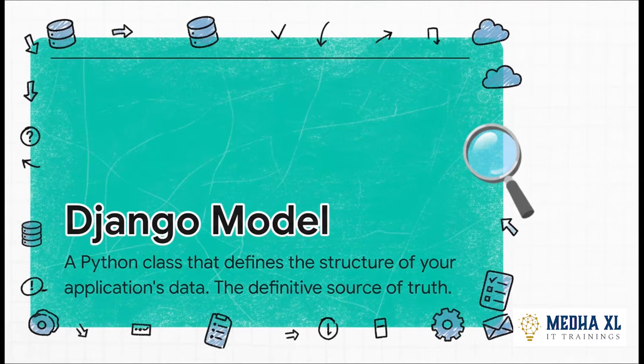So what is a Django model, really? It's simply a Python class that lays out exactly what kind of information we need to store. It tells us what the fields are, what kind of data they hold, and any rules they have to follow. It becomes the one single source of truth for our entire application. Everything else we build is going to rely on this foundation.